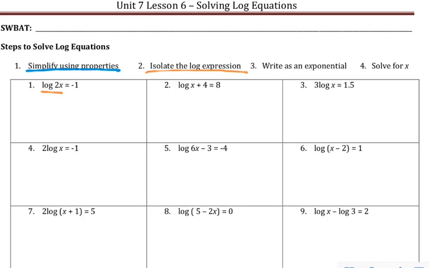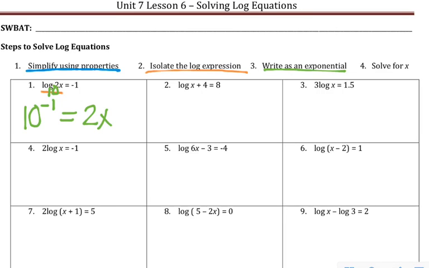In part 3, we need to write it as an exponential, which means I need to change this into its exponential version. Now, what's the base of that problem in number 1? The base is 10. Y'all remember that from yesterday? The understood base for a common log is 10. They don't write it, but they expect you to know it's there. So we've got 10 raised to what power? Negative 1 is the exponent, is equal to what? 2x. 10 raised to the negative first power is equal to 2x.